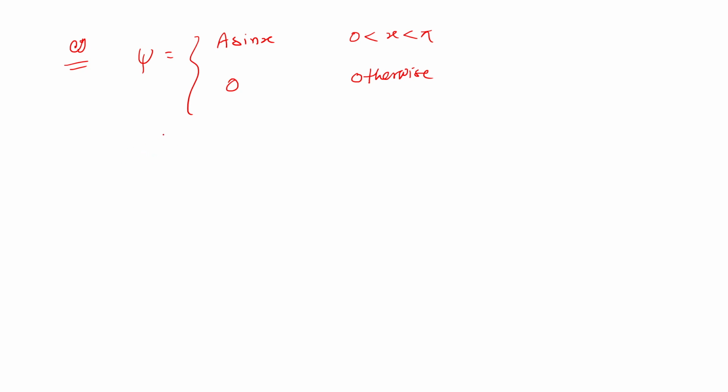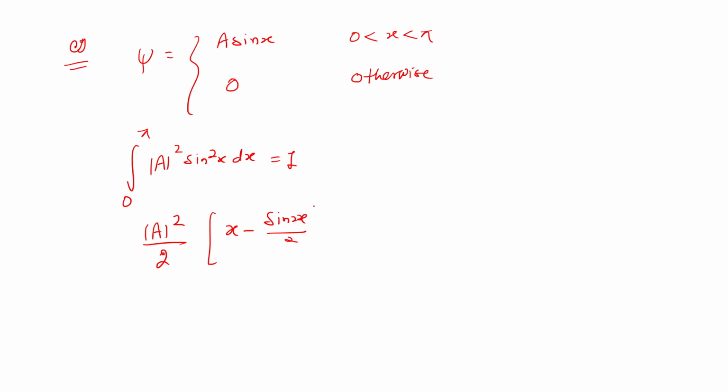So now if you do the calculation, you can easily find the value of the normalization constant. If you do the integration from 0 to pi only, a square sine square x dx, we simply have the integration of sine square x from 0 to pi. That will turn out to be a square times x by 2 minus sine 2x by 4, with the integration from 0 to pi. This is the simple integration of sine square x, and that should be equal to 1. Now if you put in the upper limit and lower limit, the lower limit gives 0, the upper limit gives pi, and then sine 2 pi is 0. So you are getting a square by 2 multiplied by simply the pi value, and that should be 1. From here you can calculate the value of a easily, which comes out as the square root of 2 over pi.